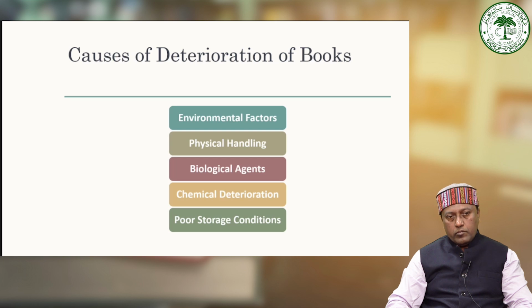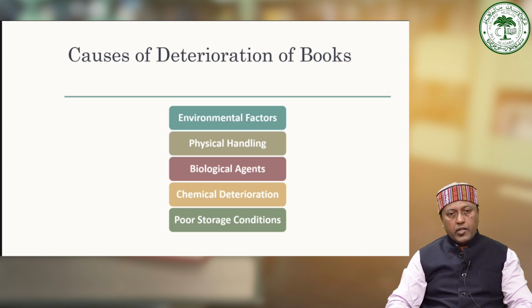Now let us have a look at physical handling. Improper handling, frequent use and rough treatment can cause physical damage to the books. Rough handling can lead to tears, creases and abrasions on the pages and cover. Overuse of book binding can result in spine damage, loosening of pages and weakening of joints.